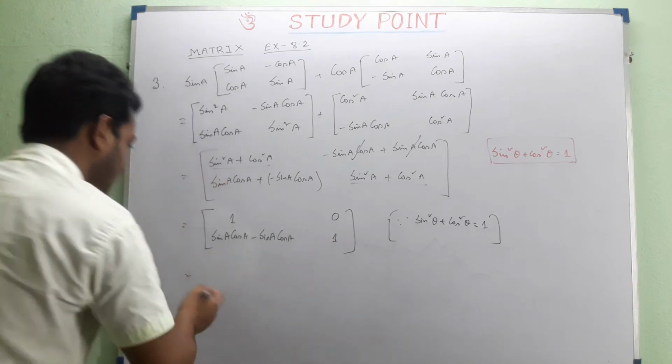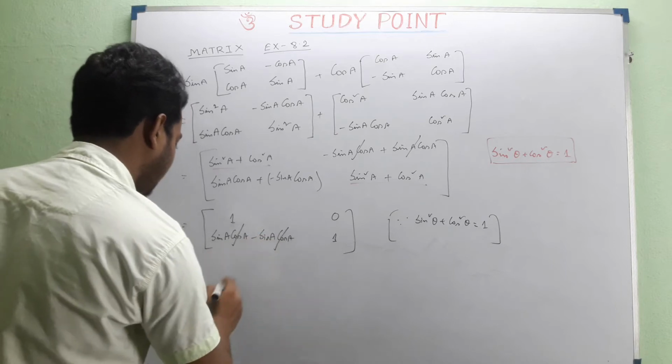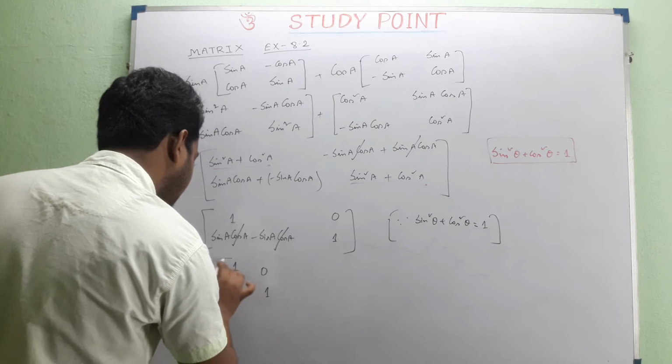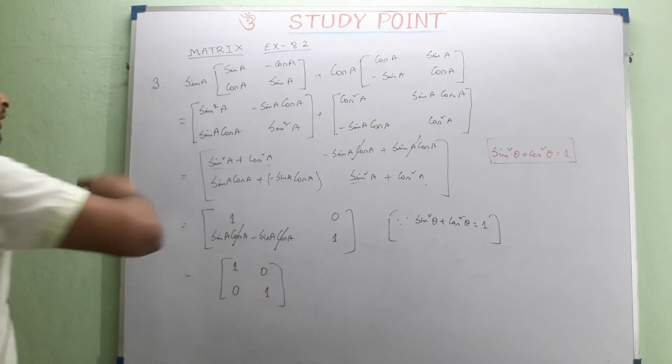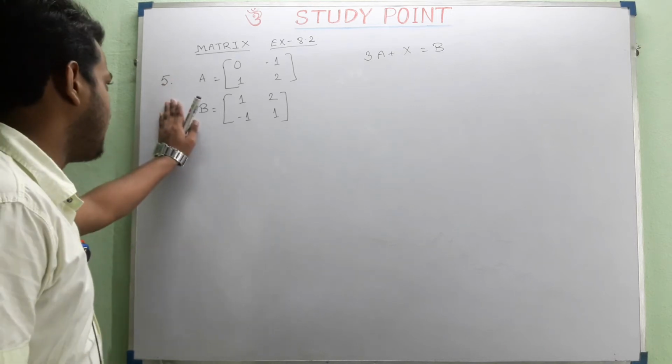Now see, here also sin A cos A plus sin A cos A and minus sin A cos A will cancel, and here the term will be 0, here it was 0 and it is 1. So this is the answer of the third question. So our next question is question number 5.